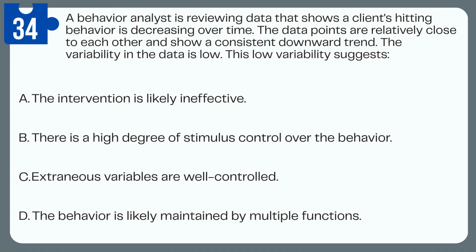Question 34. A behavior analyst is reviewing data that shows a client's hitting behavior is decreasing over time. The data points are relatively close to each other and show a consistent downward trend. The variability in the data is low. This low variability suggests: A. The intervention is likely ineffective. B. There is a high degree of stimulus control over the behavior. C. Extraneous variables are well controlled. D. The behavior is likely maintained by multiple functions.